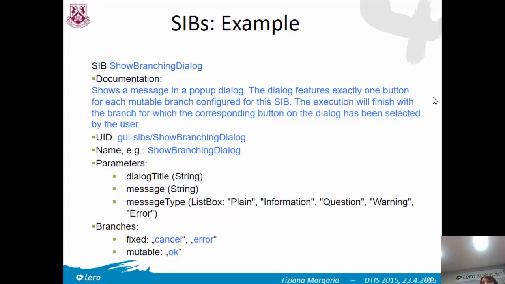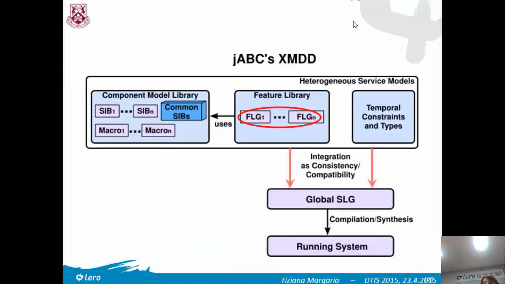The fixed branches are the ones that were always there. Cancel and error were always there, but you could add more, like okay, or add more. And this is the way it looks, okay? Show a dialog. And if you look at the example that we had before, it was actually appearing there.